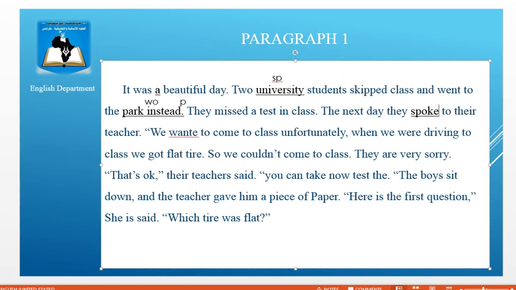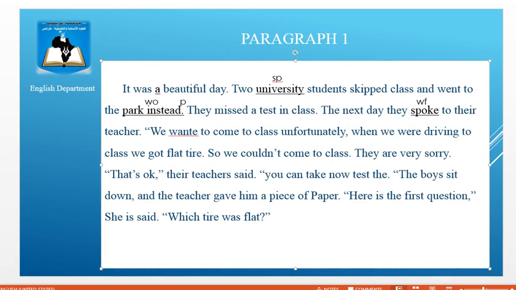So what is the mistake here? The mistake is called wrong form. So we put it above and say wrong form. What is wrong form? It means the form is wrong. Okay, the next day they spoke to their teacher.